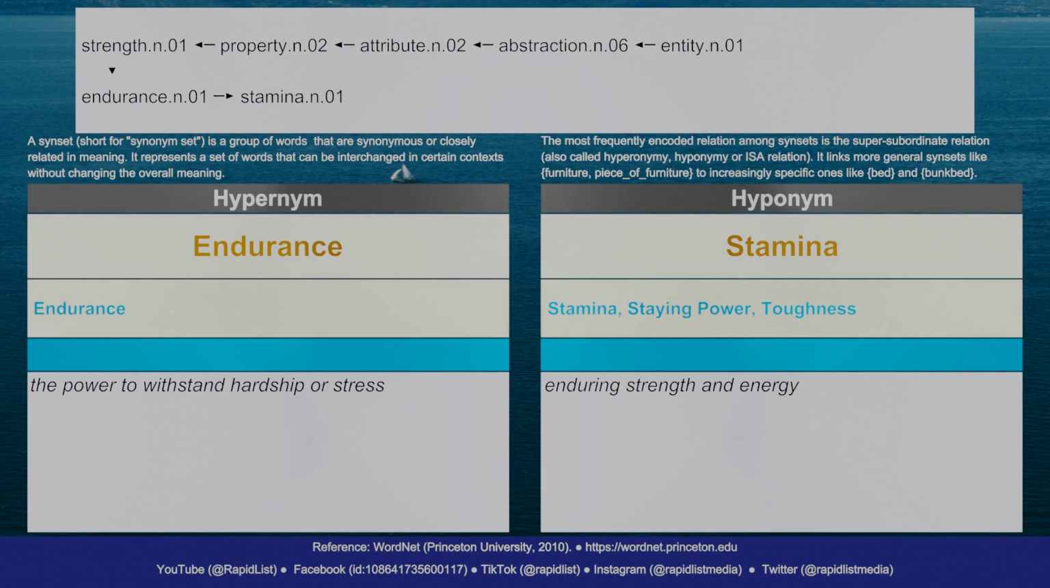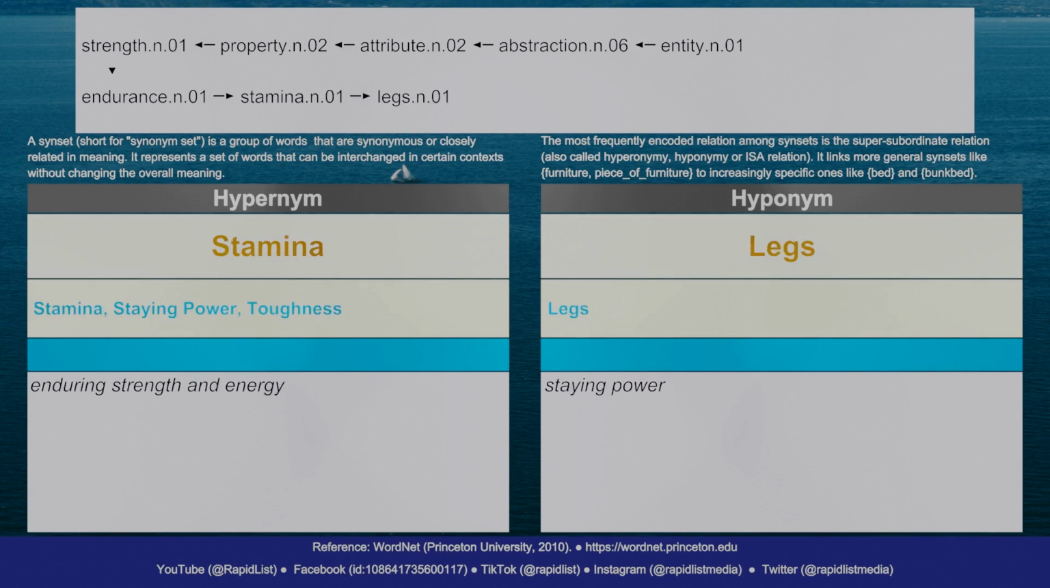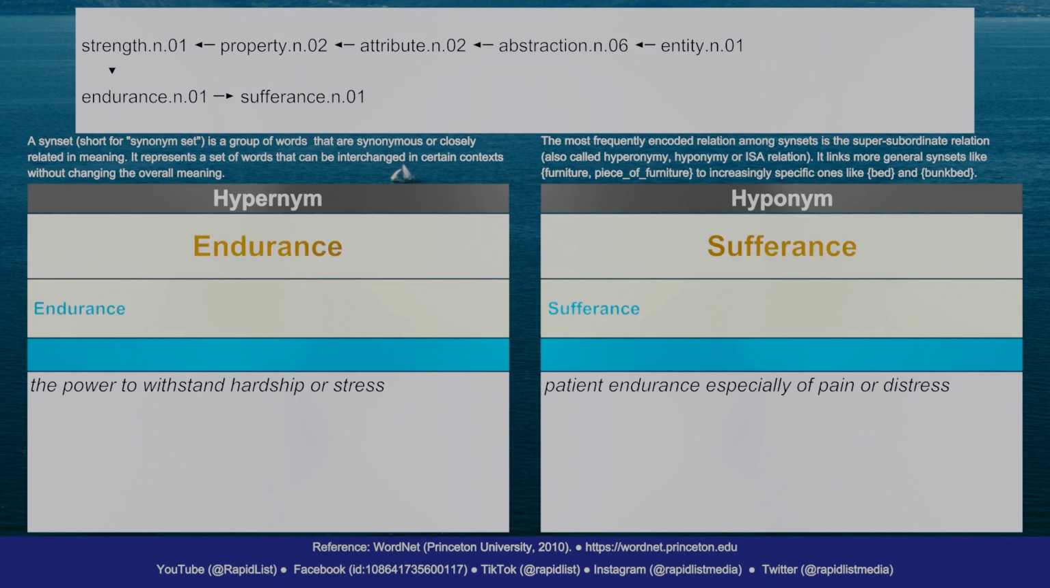Stamina. Enduring strength and energy. Legs. Staying power. That old Broadway play really has legs. Sufferance. Patient endurance especially of pain or distress.